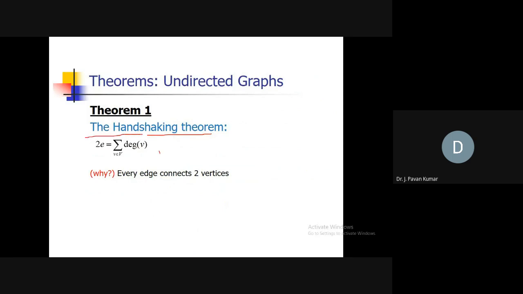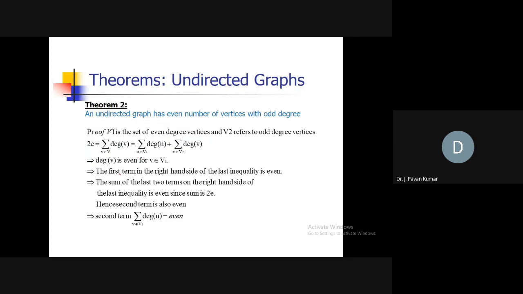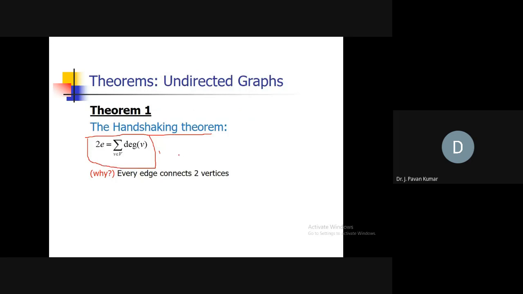So 2E, where E is the number of edges, is nothing but the summation of degrees of all the vertices. Next, how can we prove this? Every edge contains two vertices, so every edge will be counted twice. Why? Because this particular edge will be included in the degree of this vertex, and the same edge will be counted in the degree of this vertex also. That's why the summation will be 2 times the number of edges.